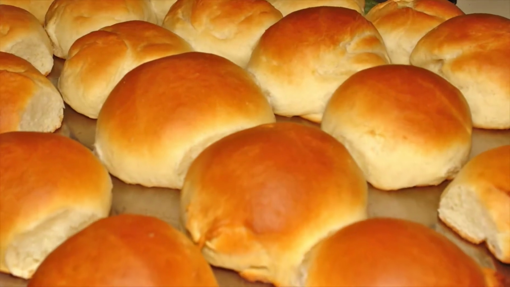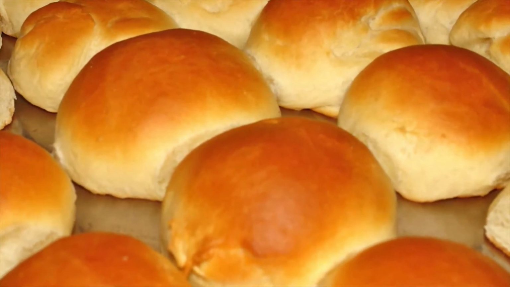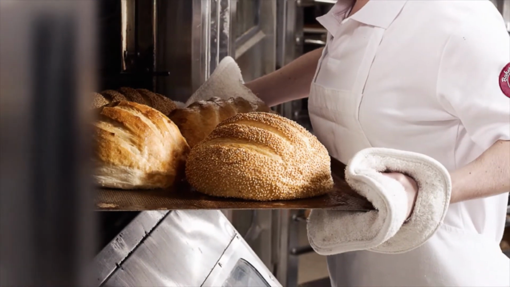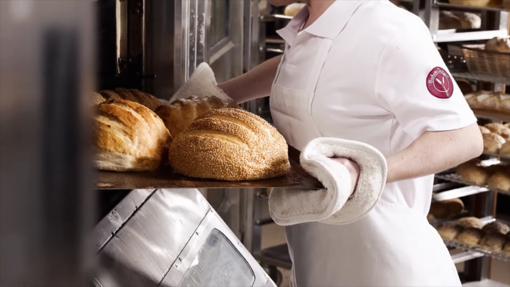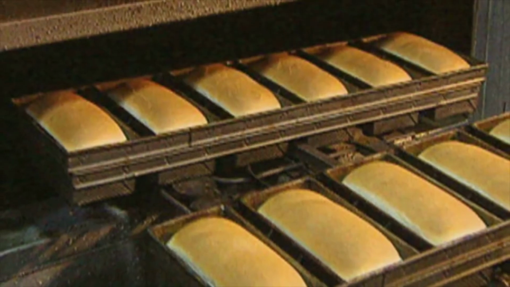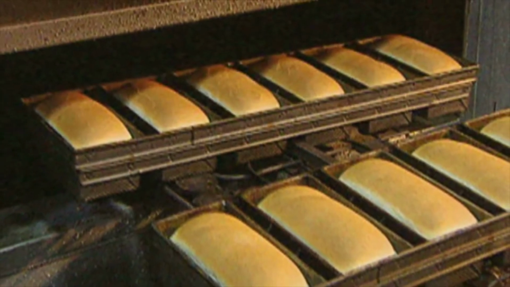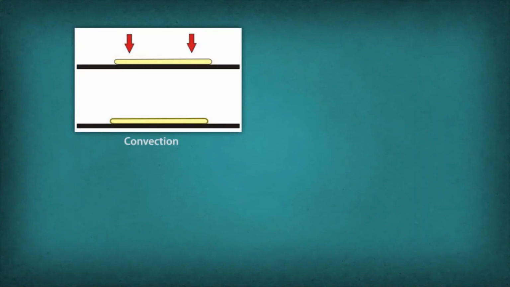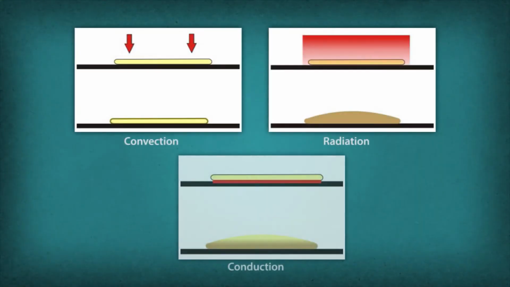Craft baker. Overview of the baking process. Baking is the method of cooking food with the help of dry heat, controlled in an oven, hot ashes, or hot stones. A combination of three forms of heat is used for the baking process. These three forms are convection, radiation, conduction.